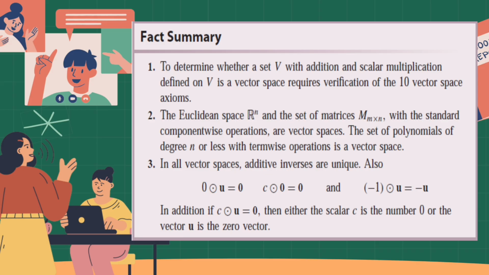So let's summarize our discussion. To check if a set is a vector space, verify all 10 axioms. Common examples are the matrices, the polynomials, and R raised to n. Additive inverses are unique, and special scalar multiplication rules always hold. These facts give us a toolkit for recognizing and working with vector spaces.